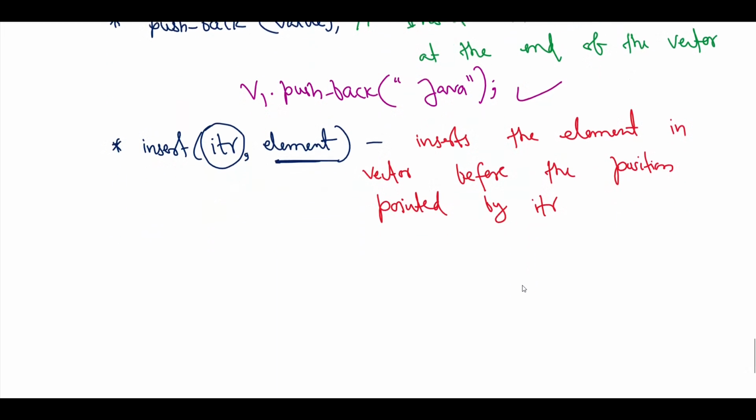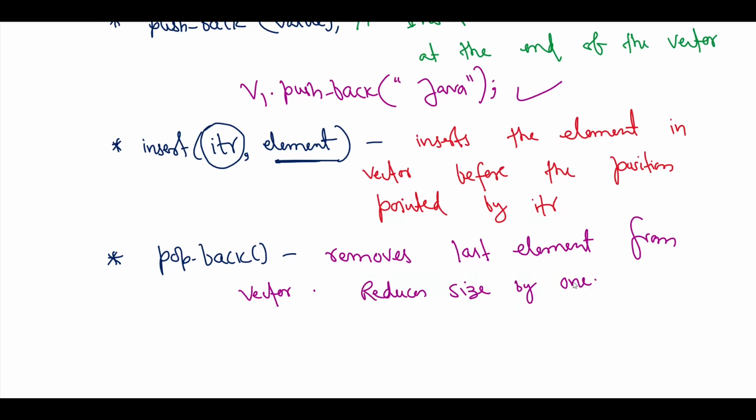If you want to remove an element from the vector, you can use this function pop back. This will remove the last element from the vector and reduce its size by 1. Now we have an erase function with the vector where we pass the itr position, which is the iterator position, and it will remove the element pointed to by the iterator that we are passing here.